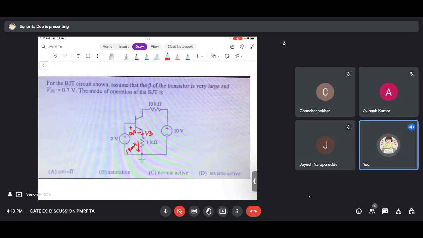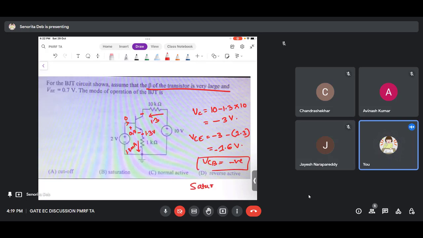Right? And beta is very large. So whenever beta is very large, that means IB is 0. So that means the same 1.3 flows from here. Now you find VCE. So E is already at 1.3 volts, right? So what is VCE? VC will be 10 minus 1.3 into 10K, which is nothing but minus 3 volts. And VCE will be minus 3 minus 1.3, which is nothing but negative 1.6 volts. That means VCB is going to come out negative, right? That means the transistor is in saturation. The assumption of active region is wrong. The transistor is in saturation.